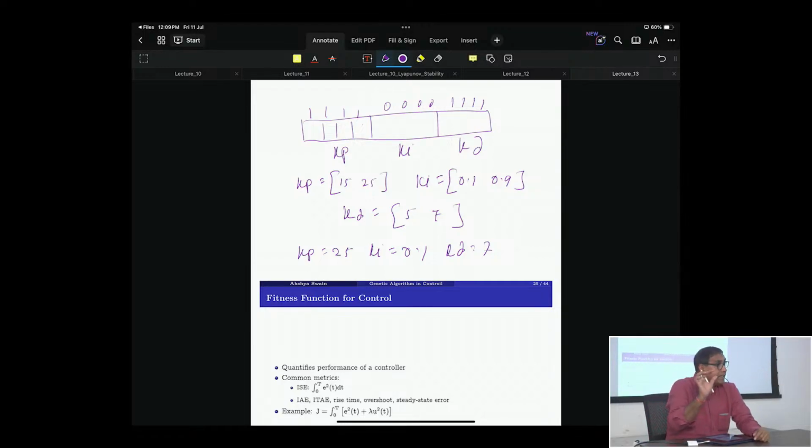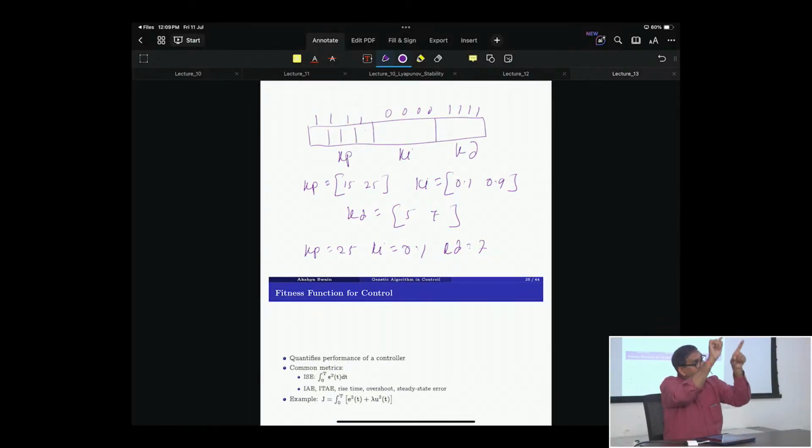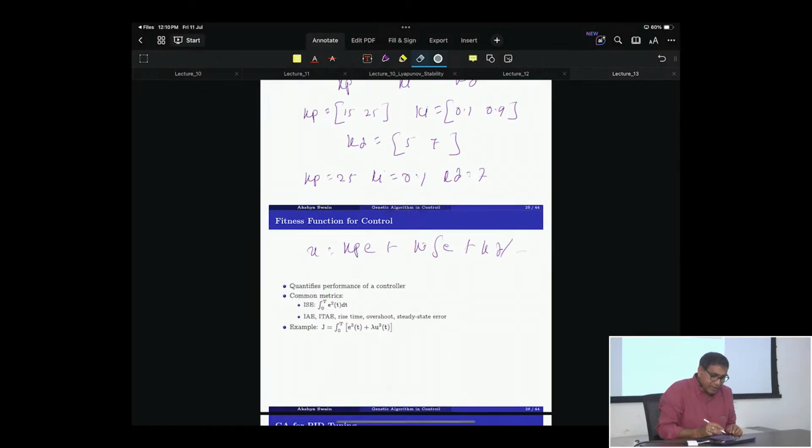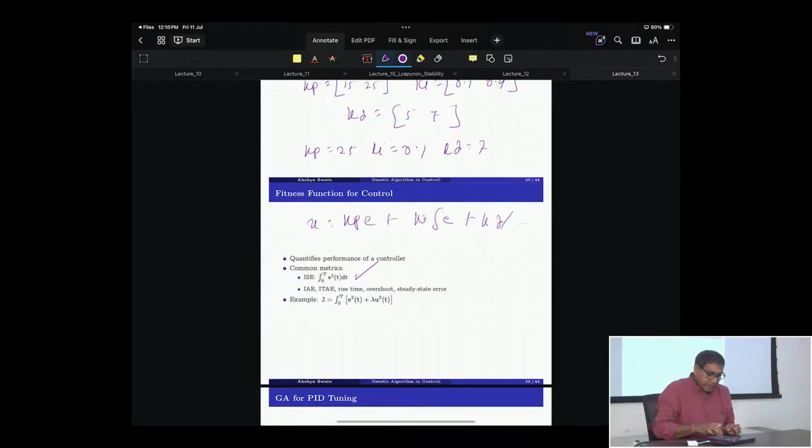Once you know Kp, Ki, Kd, then you put it in the control algorithm there. You see, UC is equal to this value of Kp into Et plus Ki integration Et plus Kd, these things. You can do the simulation, get the error, then find the function. Which one you want to optimize? You want to optimize this error. Depending on that, which function you are optimizing, see whether that is a minimum or maximum.